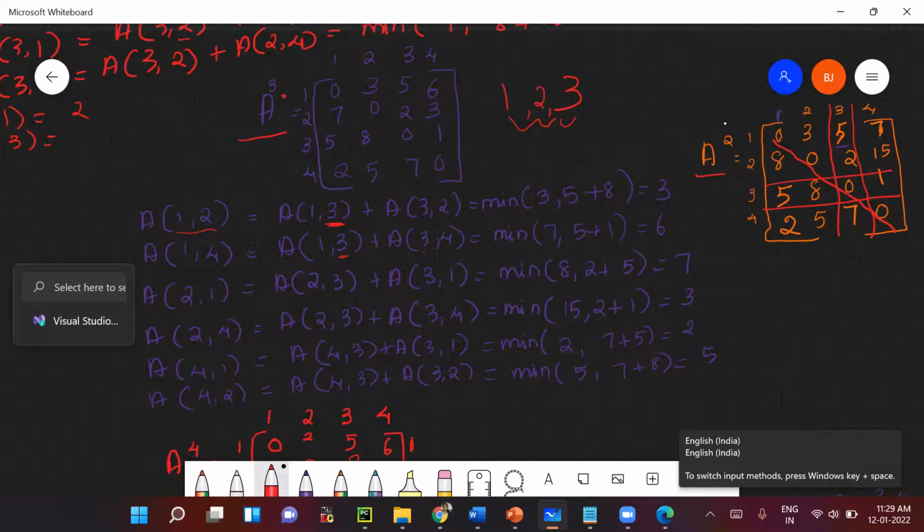Anybody is drawing parallelly? So you can check the value of A of 1,2. What is A of 1,2? 3, ma'am. And A of 1,4 is 6. 2,1 is 7. 2,4 is 3. 4,1 is 2. And 4,2 is 5.